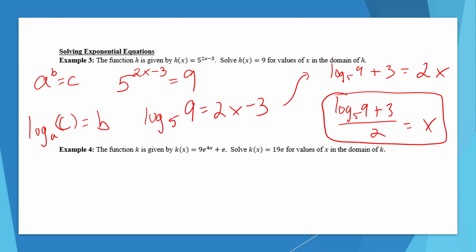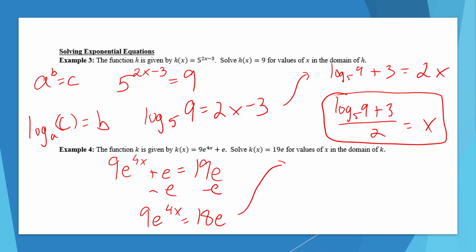For example number 4, here set them equal to each other. So 9 times e to the power of 4x plus e equals 19e. I'm going to start by just subtracting e from both sides to get 9e to the 4x equals 18e. Divide both sides by 9. E to the 4x equals 2e.